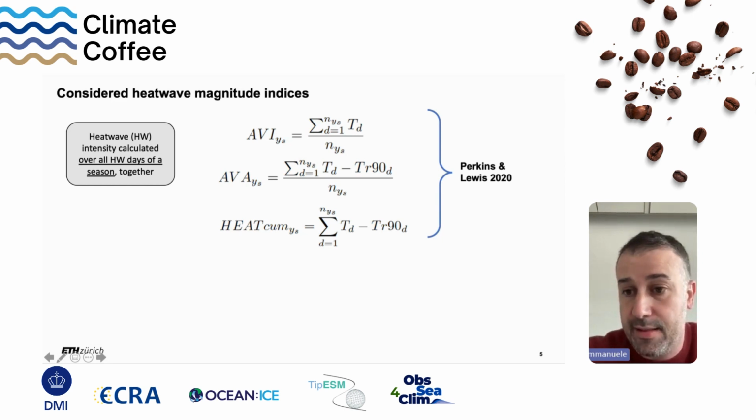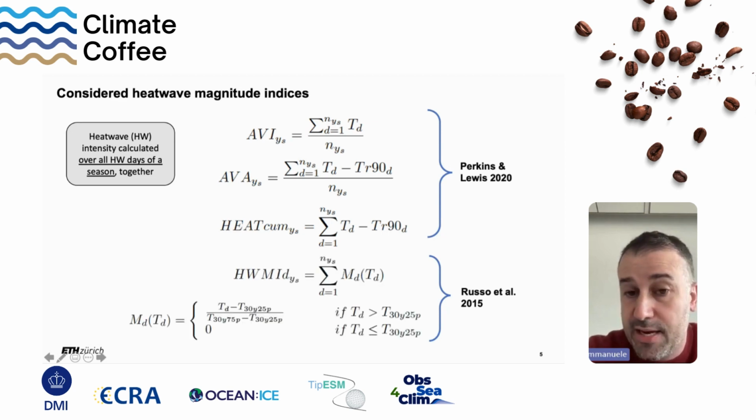This is somehow a bit different from the other metric that we consider from the paper of Russo et al. 2015, which is defined as HWMID. This is basically the sum, for a single event in this case, over all the days of a heat wave, of this term here that is defined as the daily magnitude. It is a function of temperature and is defined as the standardized values of the anomalies with respect to the 25th percentile of the interannual variability of seasonal maximum temperatures over the reference period 1961 to 1990, divided by the interquartile range of the seasonal maxima of daily maximum temperature.